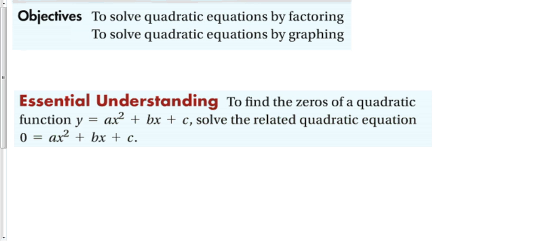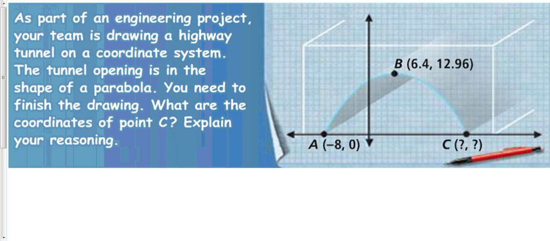Our essential understanding is that to find the zeros of a quadratic function, y is equal to ax squared plus bx plus c, we must solve the related quadratic equation ax squared plus bx plus c is equal to 0. Which means that anytime we're going to try to solve these quadratic equations, the most important step is to make sure that it is set equal to 0. Okay? Let's look at this quick warm-up problem right here.